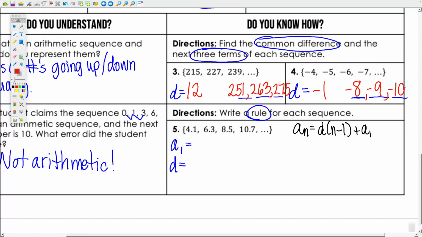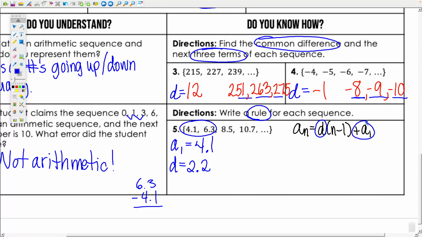Yes? All right, so looking at this last one right here, you can clearly see the first term is 4.1. And when you subtract these numbers, remember we always put the one that's second on top, okay? When you subtract these, you get a common difference of 2.2. So if I'm telling you to do the rule, you're putting these numbers in place of what you see here for these values. And then, of course, we distribute and simplify.